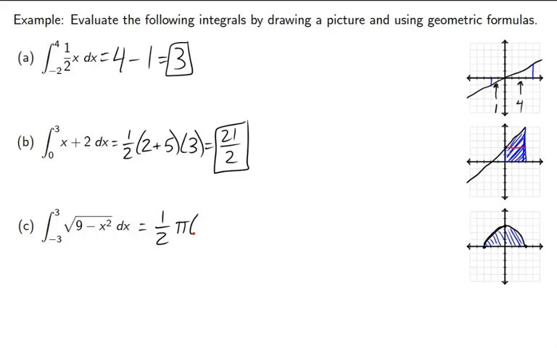It's pi r squared, and r is 3. So I get 9 halves pi. With a little geometry, when possible, I can calculate the area under the curve very easily and just add or subtract as needed.